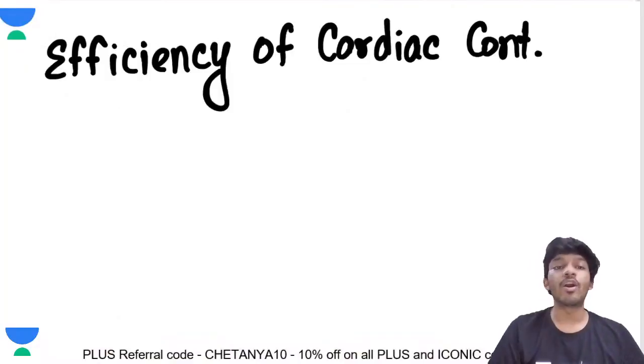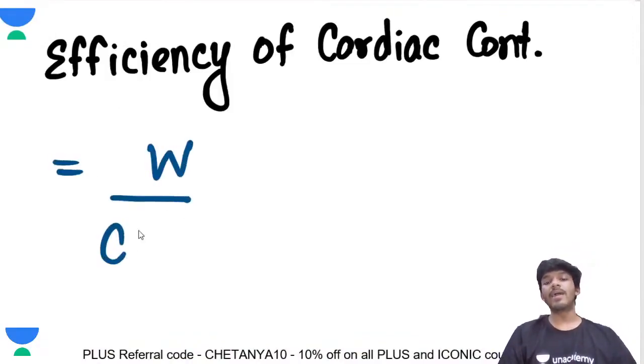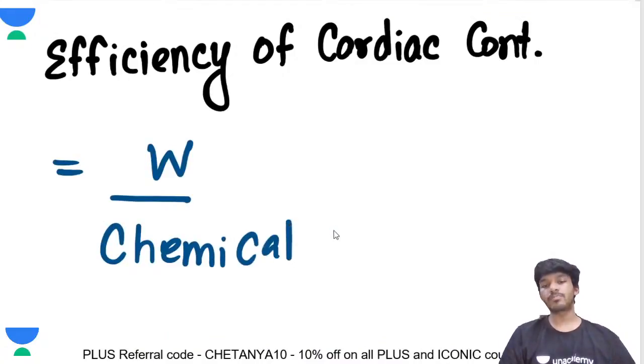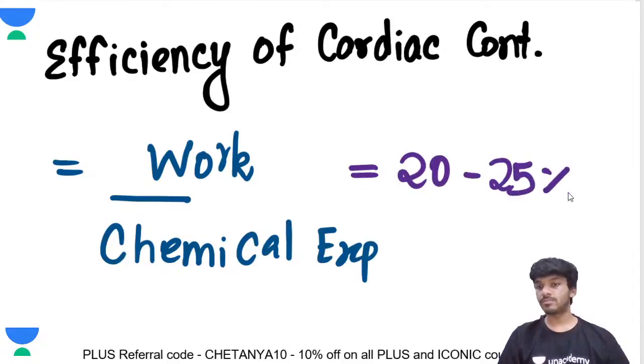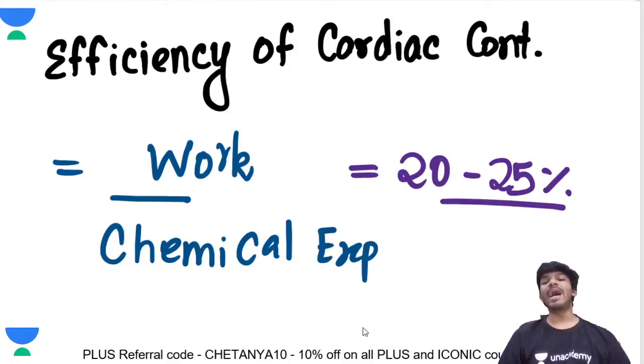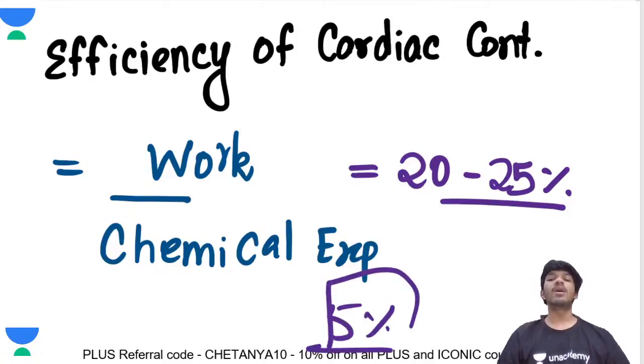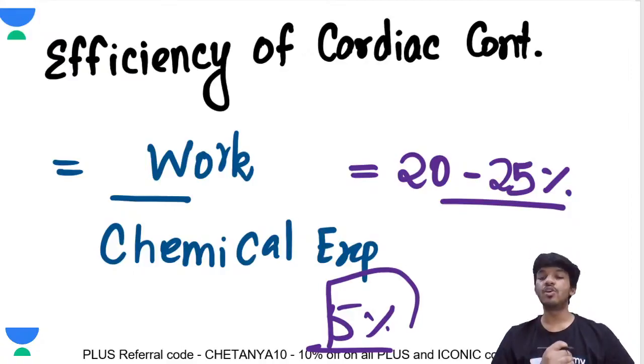Last point is regarding efficiency of cardiac contraction, that is equal to work done divided by chemical expenditure. That can be a question that can be given to you, it can be given in numerical form also. And the cardiac efficiency, what is it going to be normally? Normally the maximum efficiency of a normal heart is approximately 20 to 25%. But if you have heart failure, it can be as low as 5%. If it is becoming low, that means your heart is becoming inefficient.